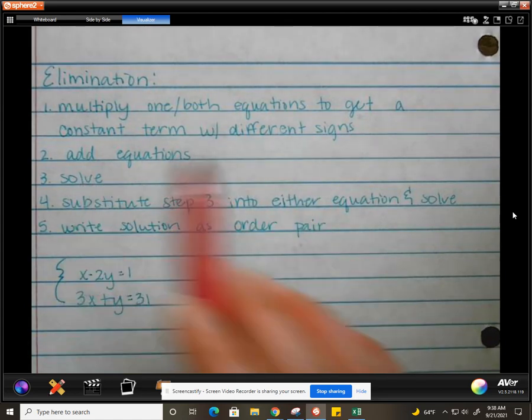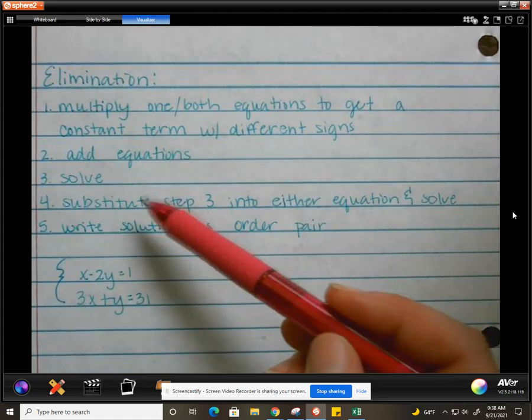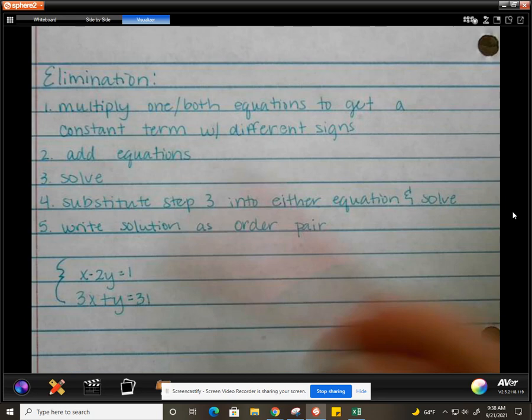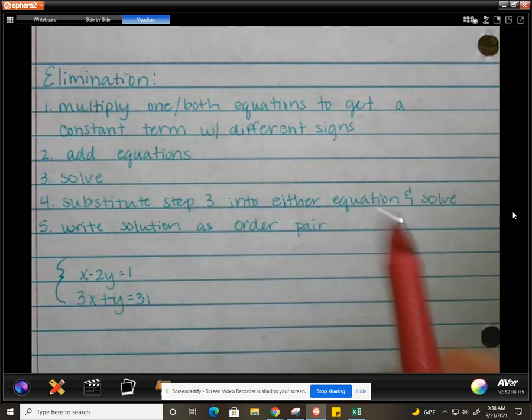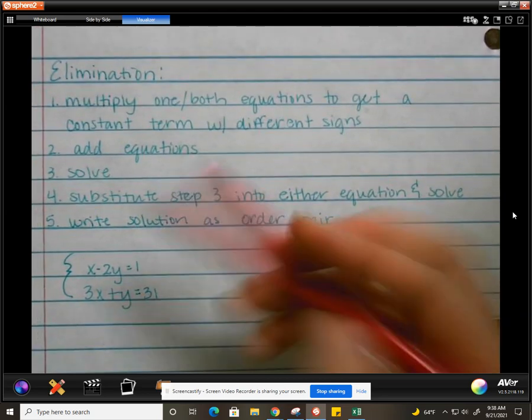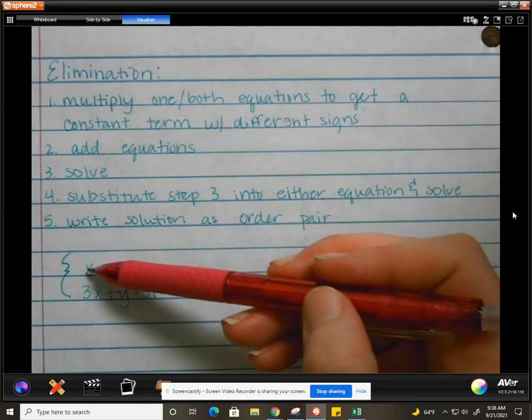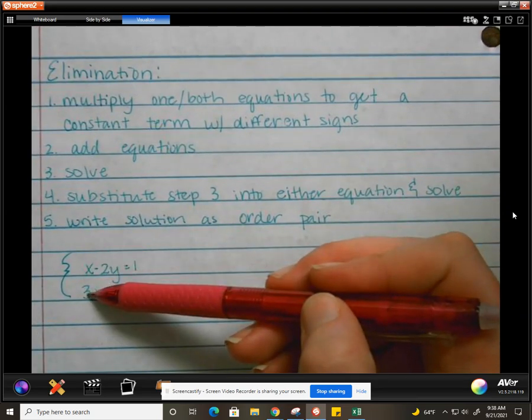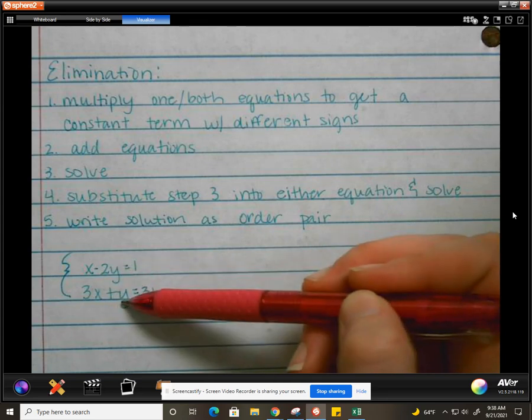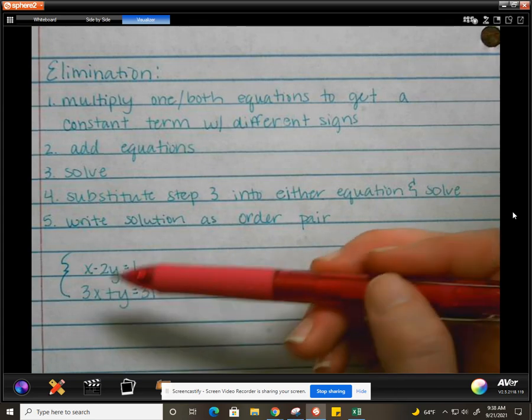And then you solve. Whatever you get from step 3, you're going to plug into either one of your equations, and then you're going to write your solution again as an ordered pair. So if I look at this, I have x and I have 3. I have 2 and I have 1. These don't have the same numbers.